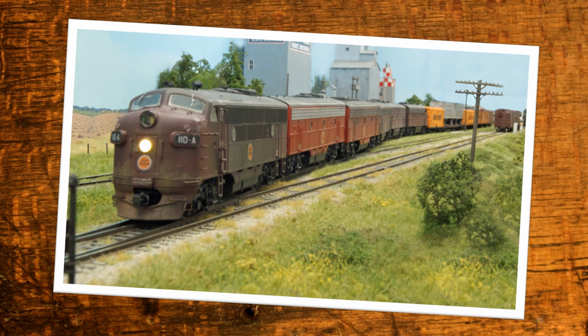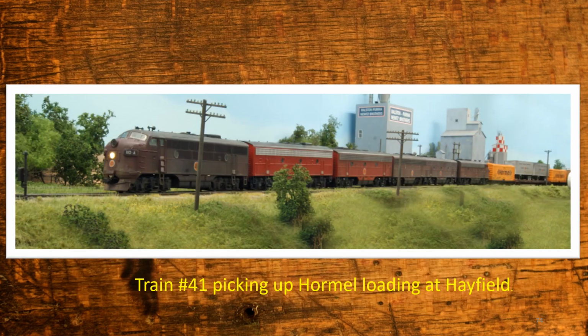This is the south end of Hayfield on the layout looking north. You can see back there some reefers and some trailers. Those are loaded from the Hormel plant at Austin. He's picking them up to forward them on to Chicago. Here he is, same thing, like I explained in the earlier slide. This is on the layout, him picking up at Hayfield.